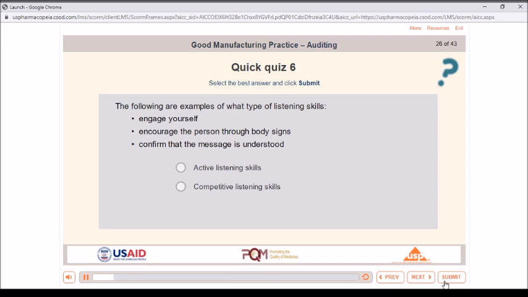Quick Quiz 6. Select the best answer and click Submit. The following are examples of what type of listening skills? Engage yourself, encourage the person through body signs, confirm that the message is understood. Active listening skills, competitive listening skills.